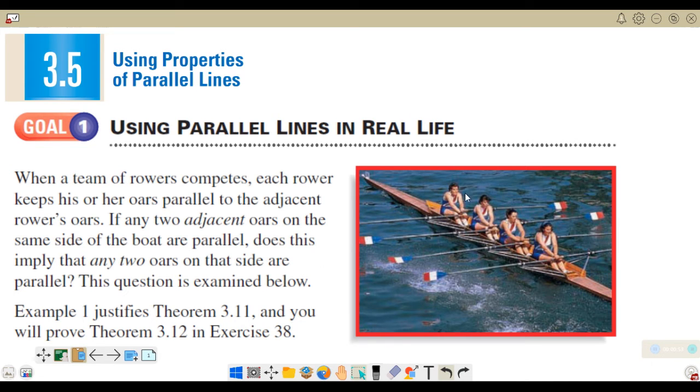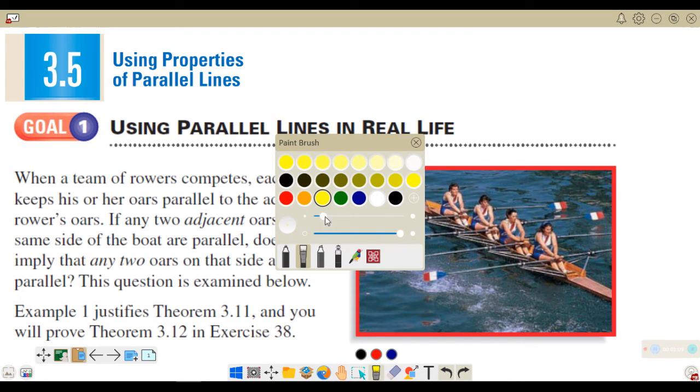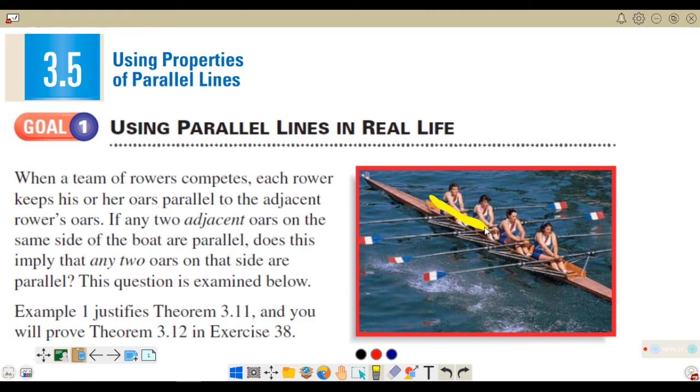So disregard muna natin tong isang side ha. Focus lang muna tayo dito sa isang side of the boat. So yan, may isang side lang tayo. This question is examined below. Example 1 justifies theorem 3.11 and you will prove theorem 3.12 in exercise 38.